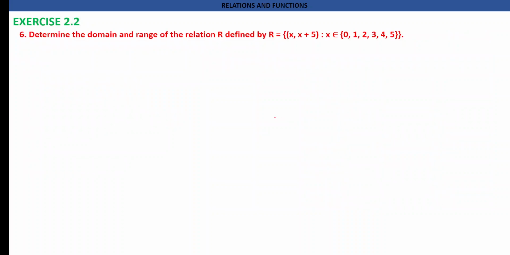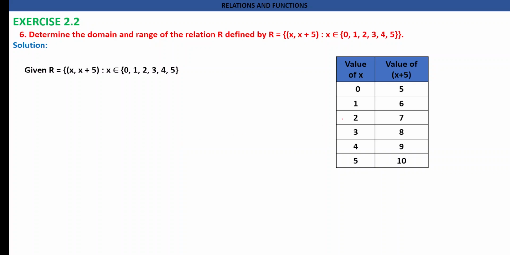Let us see question number 6. Determine the domain and range of the relation R defined by R = {(x, x + 5) : x belongs to {0 to 5}}. Solution. Given a relation R such that (x, x + 5), x belongs to 0 to 5. So, if the value of x is 0, x plus 5 is 5. Next, if x is 1, x plus 5 will be 6.